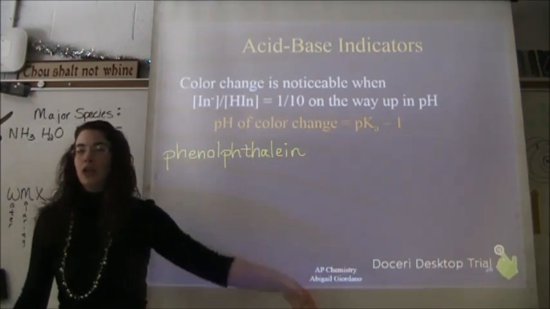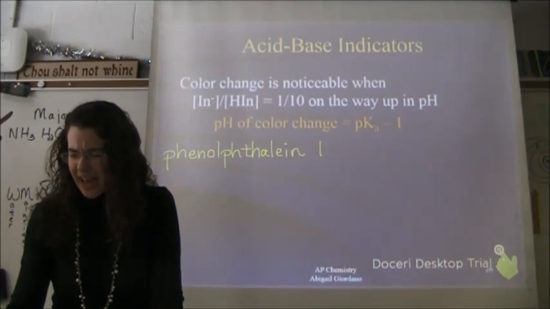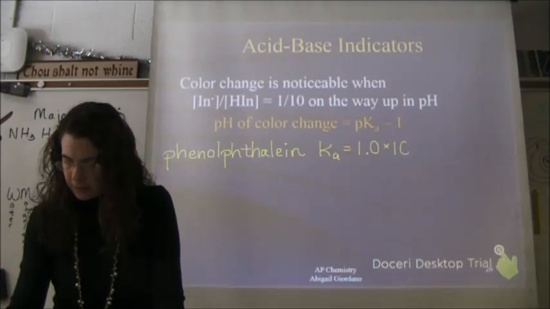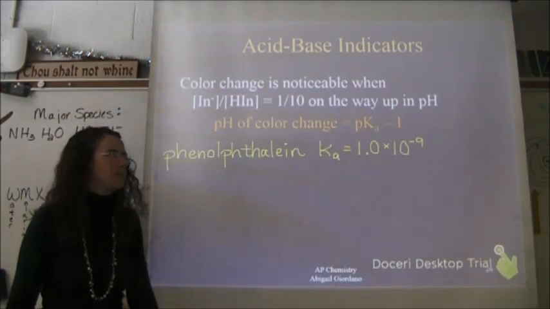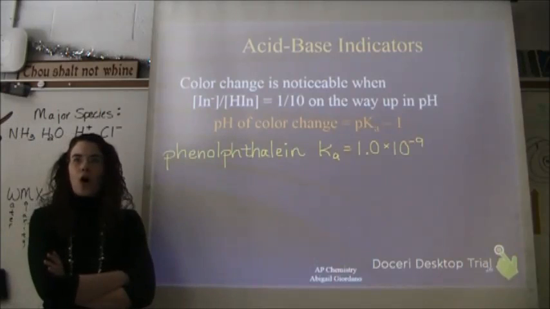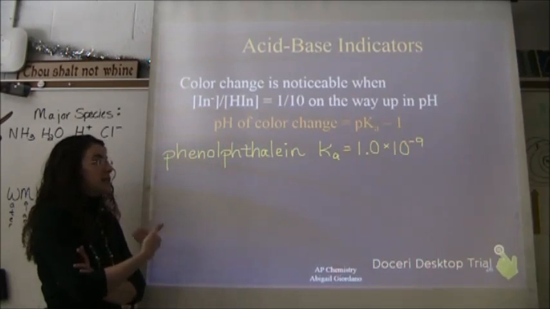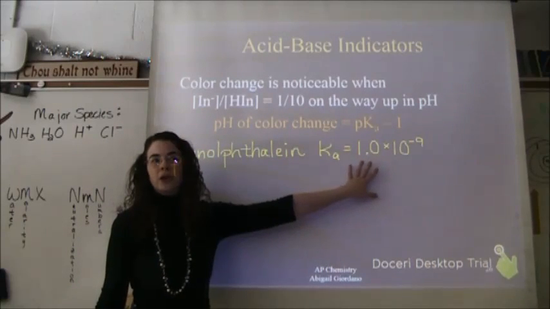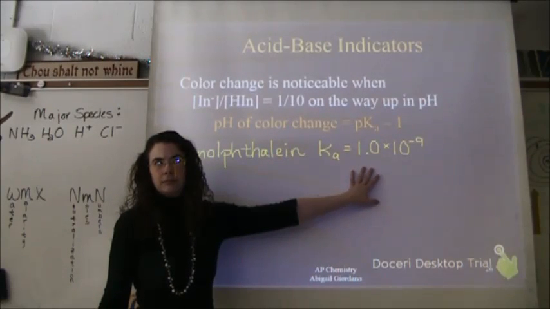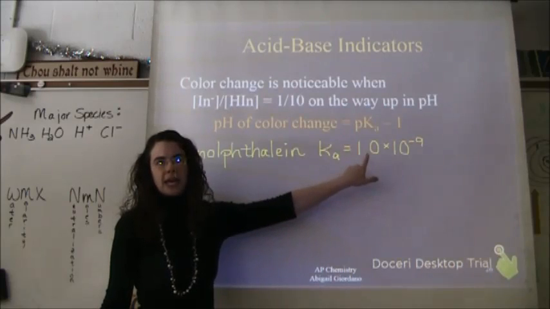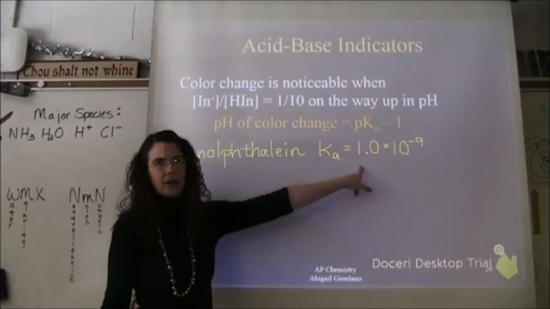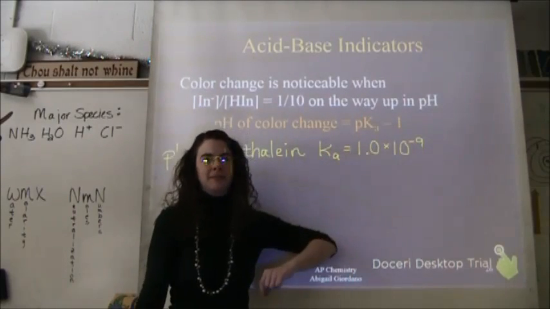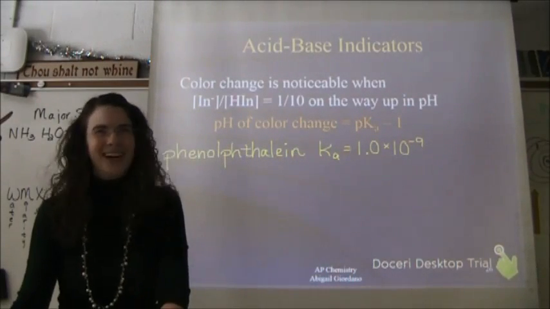And I'm going to tell you its Ka value. This is not exactly what it is, but it's pretty close to this number. Indicators are weak acids themselves. Here is phenolphthalein's Ka value. Do not pick up your calculator. What is the pKa of this indicator? 9. Okay. What's 9 minus 1? 8. All right. God, you guys are good.